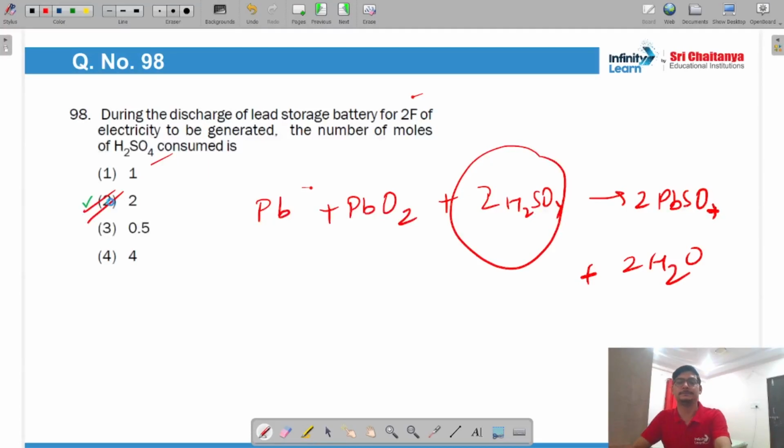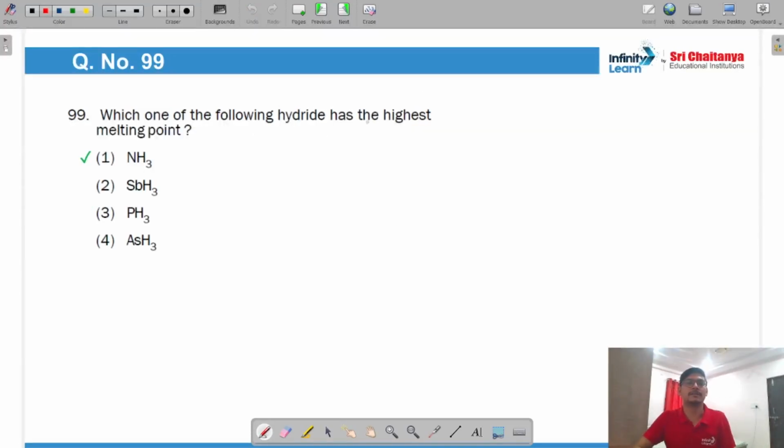That's the correct answer. Which one of the following hydride has the highest melting point? Ammonia, because of hydrogen bonding, which is not there in the other 3.